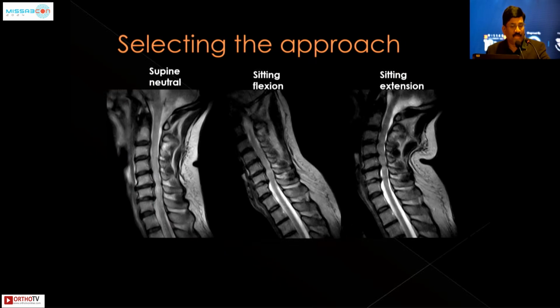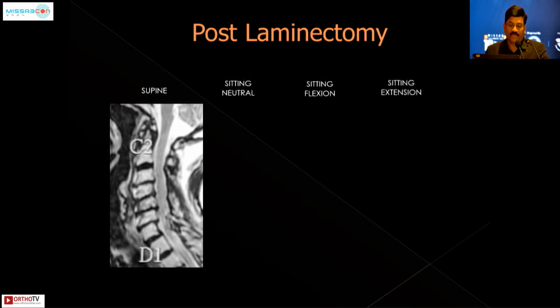Also in selecting the approach: if you see the patient's first MRI in the supine, you might be tempted to do a 2-level ACDF, a 2-level anterior fusion, but on sitting extension you are convinced that there is multi-level disease. You may need to address all the levels, especially when the patient is myelopathic. There is no radicular pain, so in myelopathic patients you might operate on all the levels.